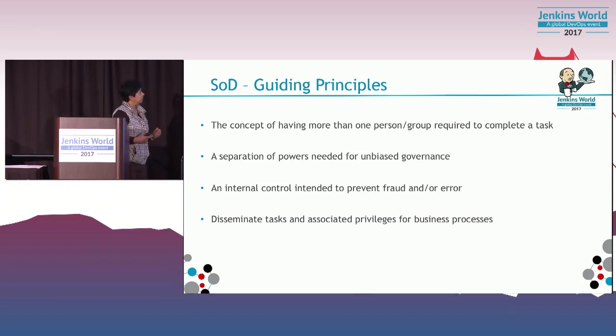A separation of powers is needed for unbiased governance. We saw that. We will discuss this in a little more detail, an internal control intended to prevent fraud and/or error. So whether it's an inadvertent error or malicious error, it doesn't matter. The fact that we have to prevent it is obvious. And we have to disseminate tasks and associate privileges from business processes.